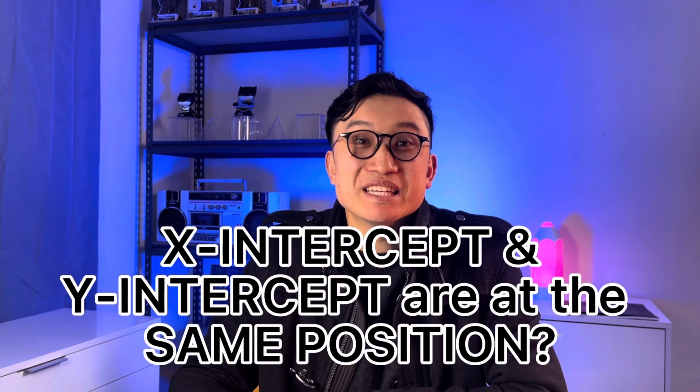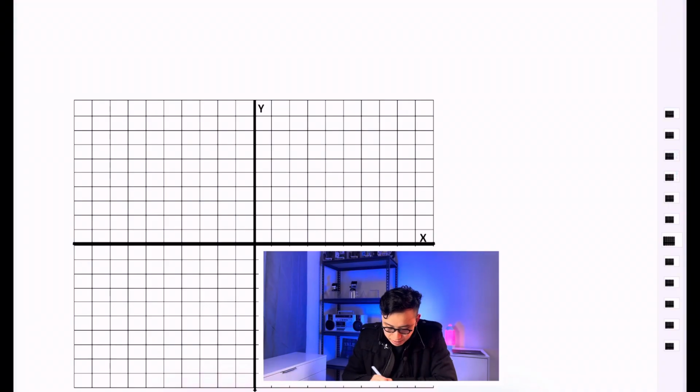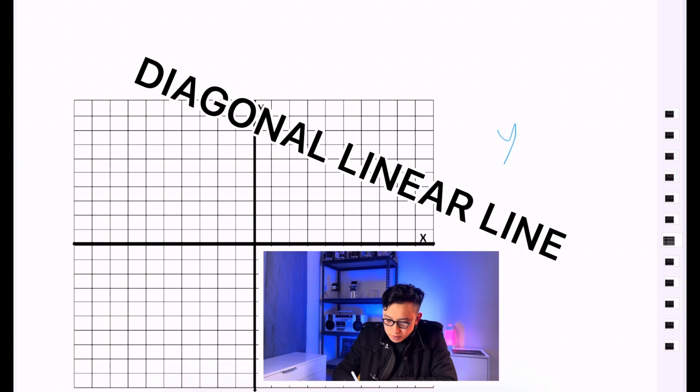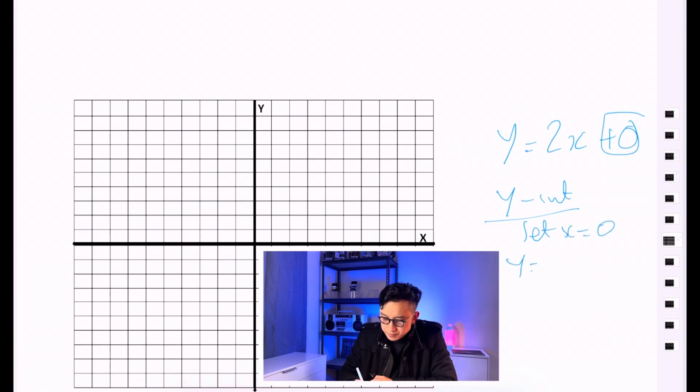What happens if the x-intercept and y-intercept are at the same position? You will not be able to use the x-intercept, y-intercept graphing method to graph the linear equation. Of course, this is still going to be a diagonal linear line. For example, if it's y equals 2x, in this case if you were to find the y-intercept, it's going to be 0. And we can prove that by letting x equal 0, and you get 0 right there.